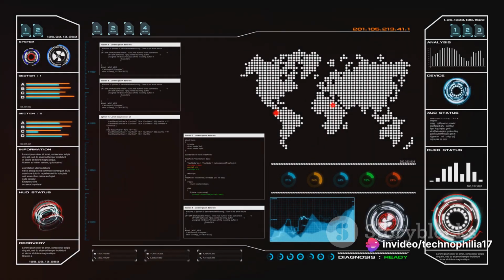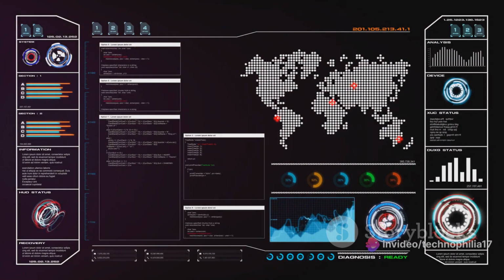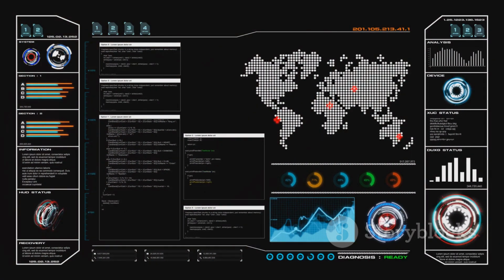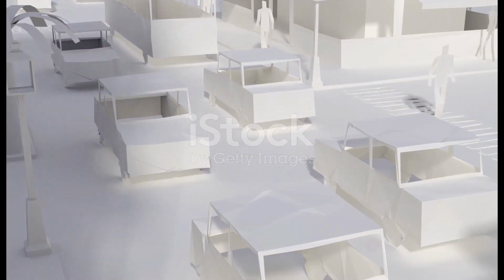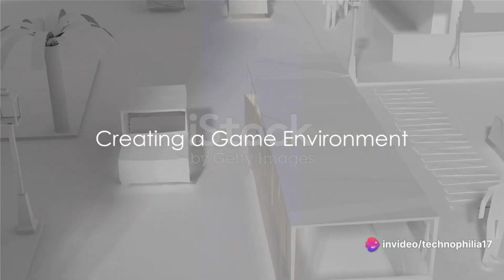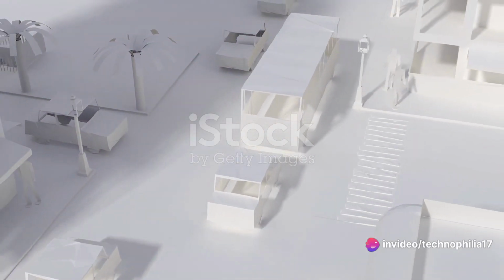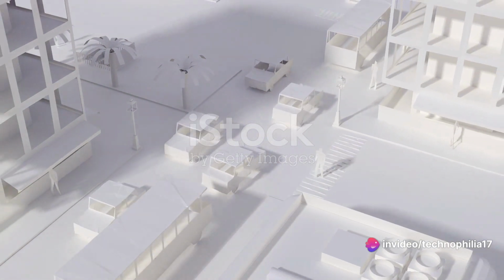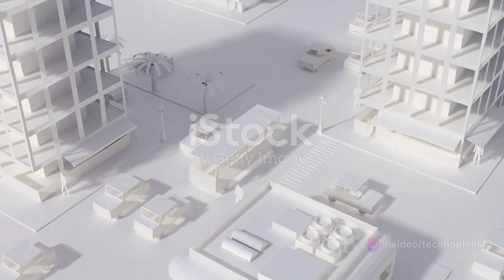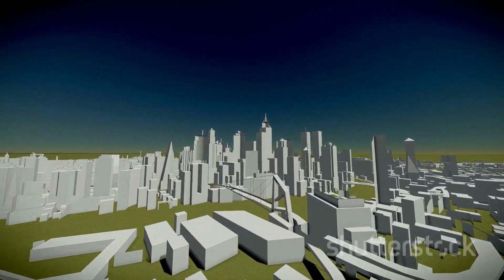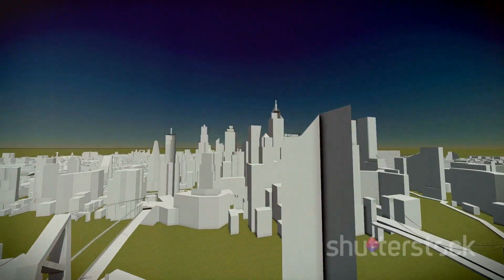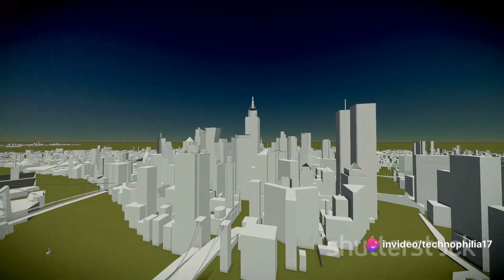Now that you're familiar with the Unreal Engine interface, you're ready to start creating. The world of game development awaits, and your journey has just begun. The first step in creating a game is building a captivating environment. Imagine a stage where all the action takes place. The environment can be a lush forest, a desolate wasteland, or even the bustling streets of a city. It's the canvas upon which your game unfolds, and Unreal Engine's level editor provides all the tools you need to paint this picture.